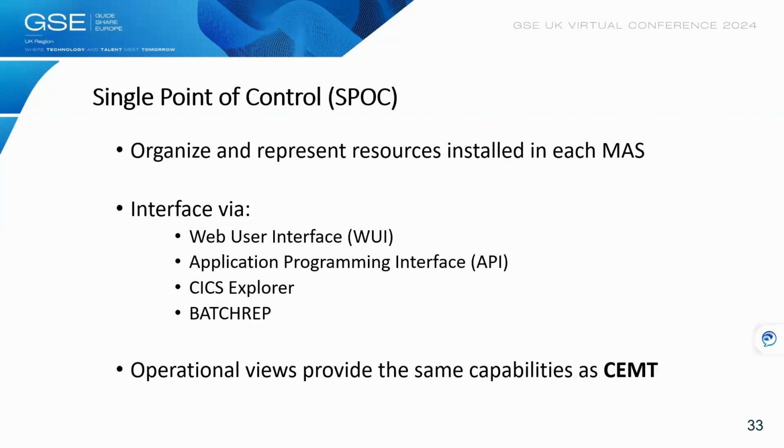Okay? So the idea behind single point of control is, again, to organize and represent resources installed in each MAS. The interfaces include the WUI. You also have an application programming interface, which is basically you can run programs against the CMAS to do things for you. You can also use the CICS Explorer, which I'm going to show you I have up and running. And you can use batch rep, which is like a batch way of doing stuff. And I'm going to show you what I use batch rep for as well. Now, operational views provide the same capabilities as CEMT, as I'm going to show you.